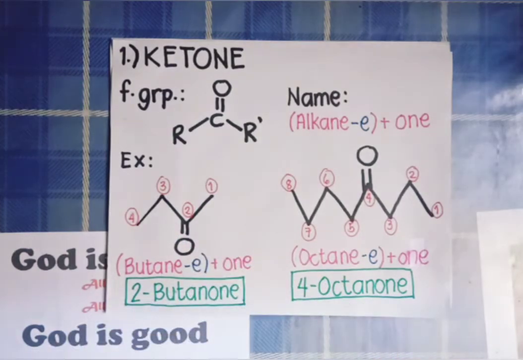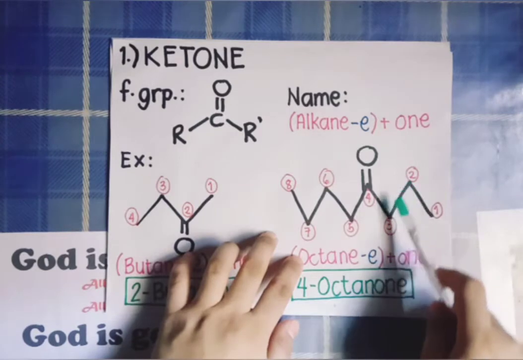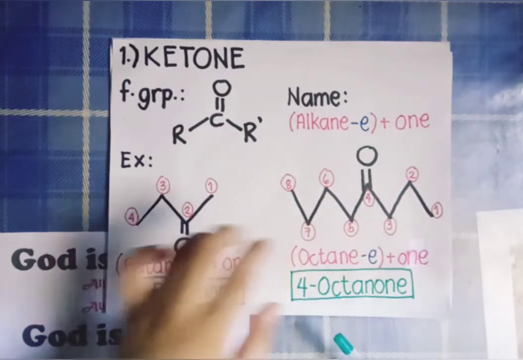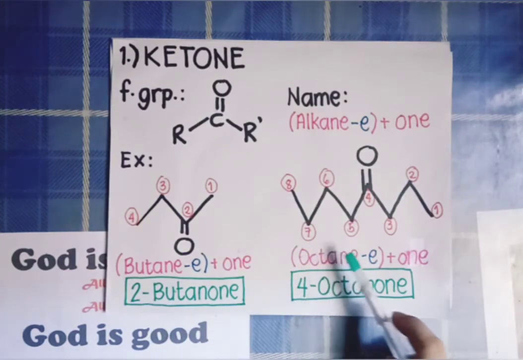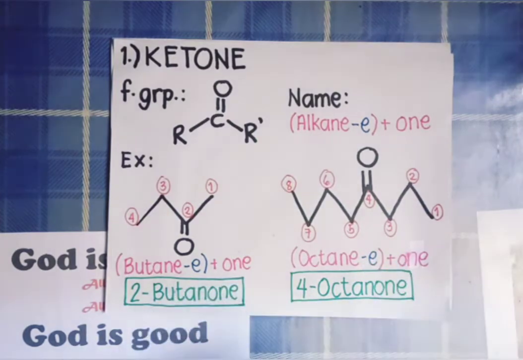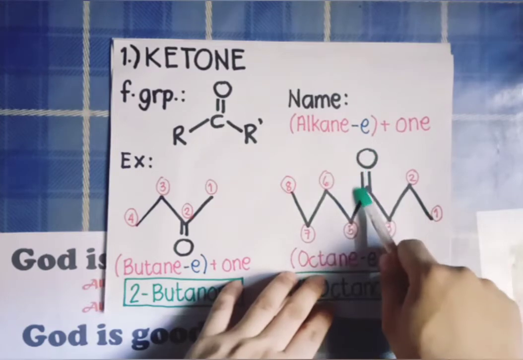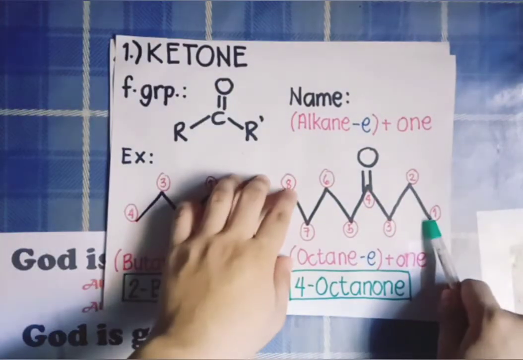Another example is this one, a molecule which consists of 1, 2, 3, 4, 5, 6, 7, 8 carbon atoms, and therefore its alkane or parent chain is octane minus E plus -one. Now take note that our C double bond O or our ketone group here, this one, is nearest to this side than this side. We have here two terminal sides, this side and this side.